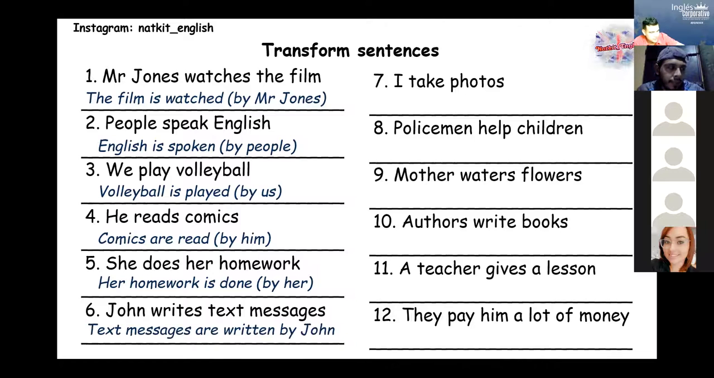Okay, vamos a darle la oportunidad que ustedes realicen el propio ejercicio 7 al 12. Number 7 until number 12. Okay, creo que lo podemos realizar en 5 minutos, o ustedes me escriben cuando finalicen en el chat. Take photos. Policemen help children. Mothers water flowers. Water en la número 9 no es agua, es regar, el verbo regar.